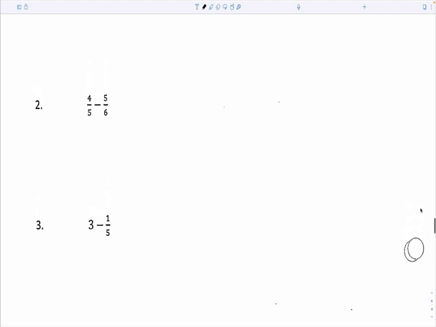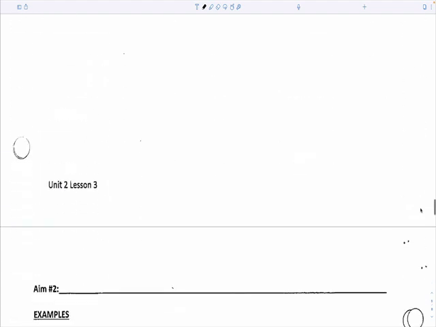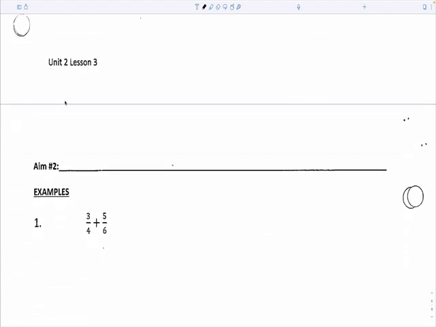When you add and subtract fractions, go ahead and write the aim here.